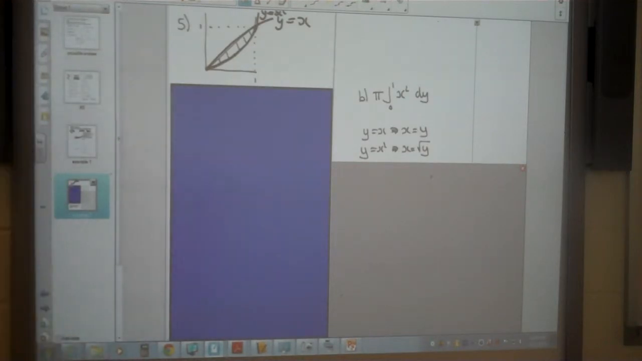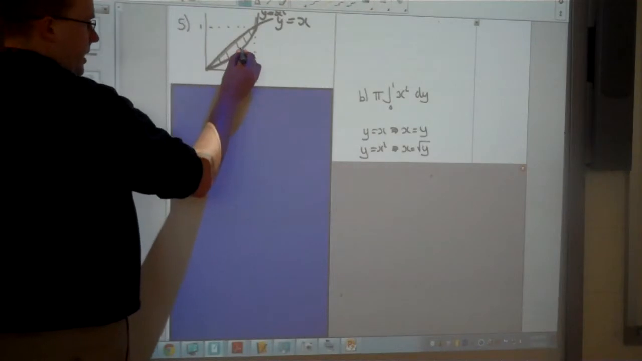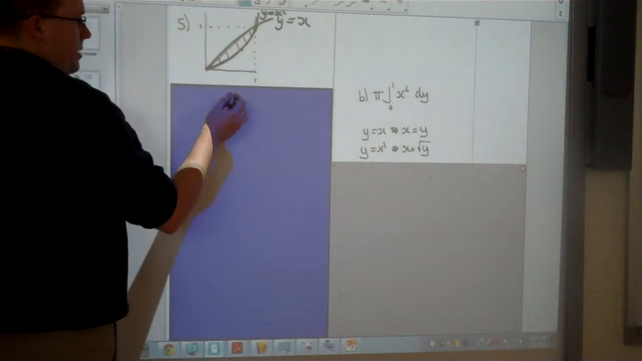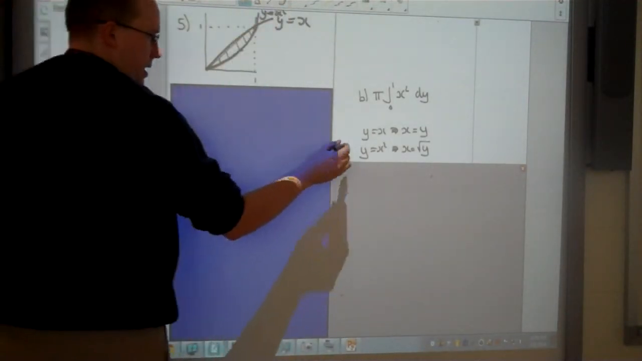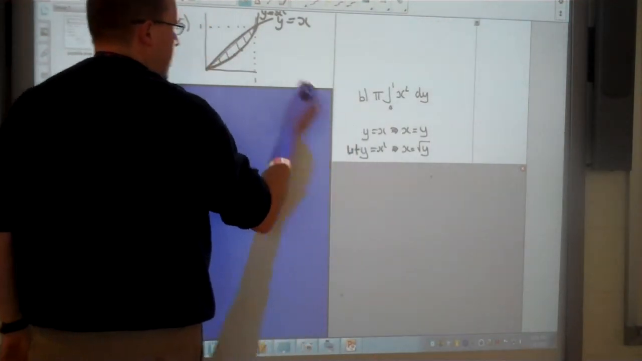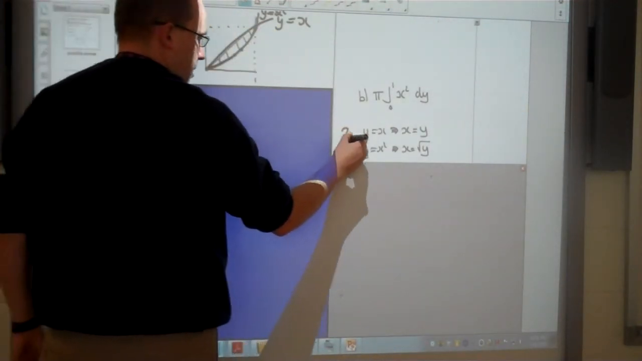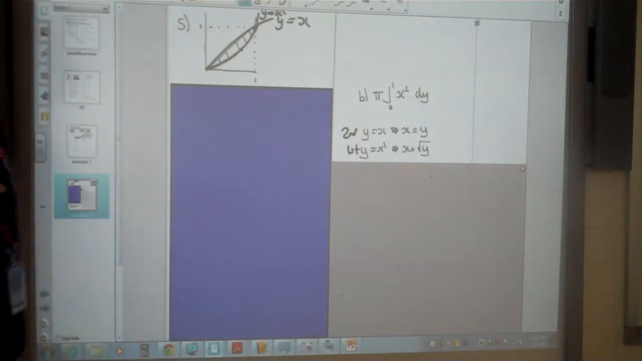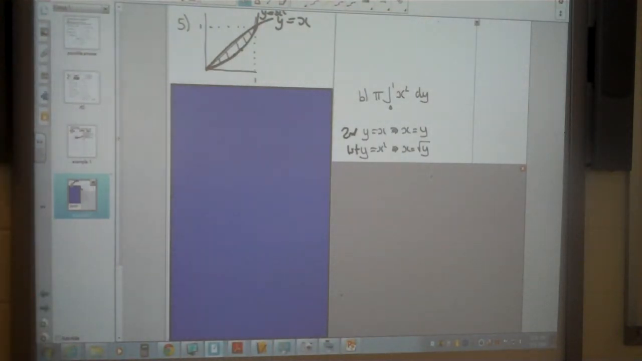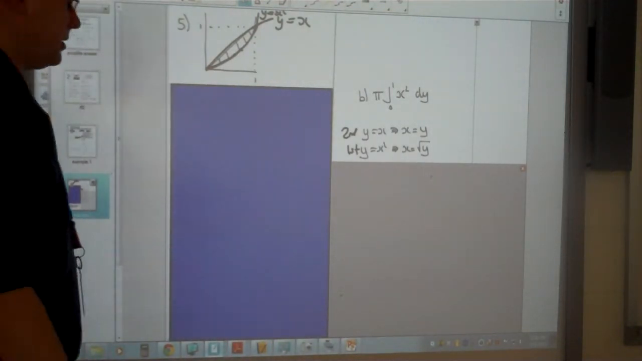Now as it's two curves, we're going to use f of x minus g of x. The one that is furthest away from the y-axis is going to be this one here. So the one that's x squared I want to come first, and the one that's closer to the axis I want to be my second equation. I'm not too worried about this because if I do it the wrong way around I'm just going to get a negative answer which I can ignore.